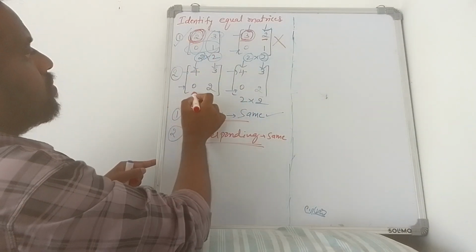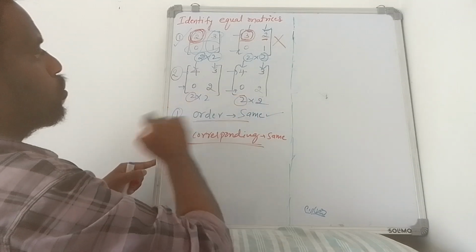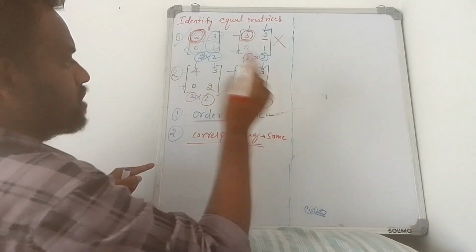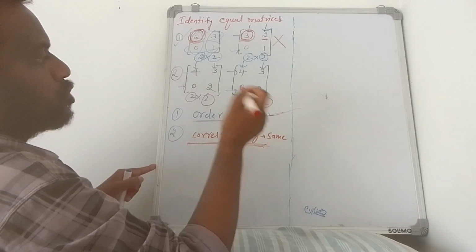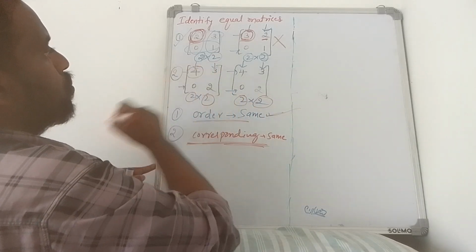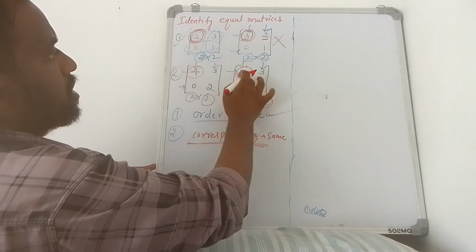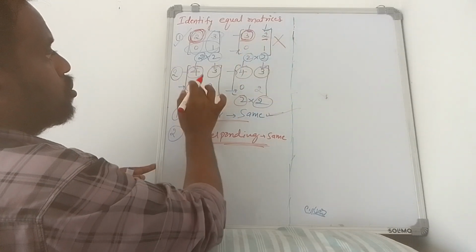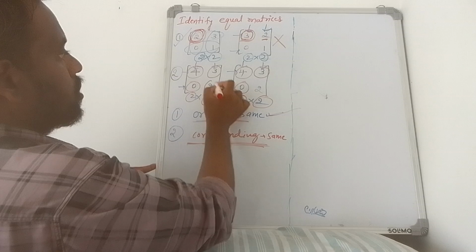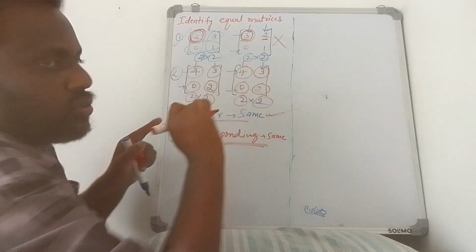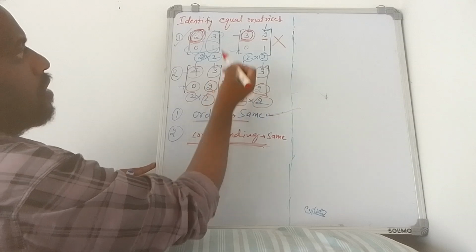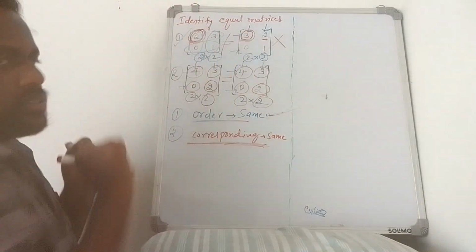I will take this second example. Order same. Here 2 rows, here also 2 rows, 2 columns, 2 columns. So order same, the first condition is satisfied. Corresponding elements should be the same. So the first element is 4. In this matrix also the first element is 4. Second element is 3. Here the second element is also 3. Third element here is 0. Here the third element is 0. Fourth element here is 2. In this also 2. So these are equal matrices. These are not equal matrices.